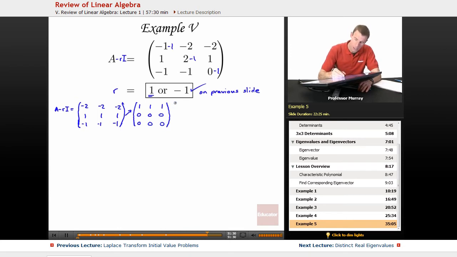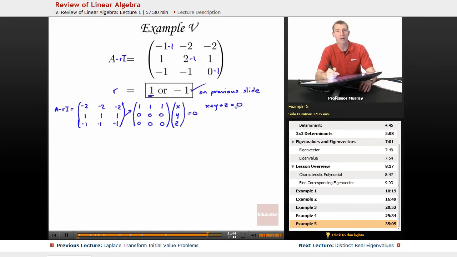And so I'm trying to find vectors x, y, z, so that when I multiply that times x, y, z, I get 0. And all that really tells me is that x plus y plus z is equal to 0. So I really don't have very much information about x, y, and z. I'm going to use my free parameters to solve that. So I'm going to set up z is equal to t.